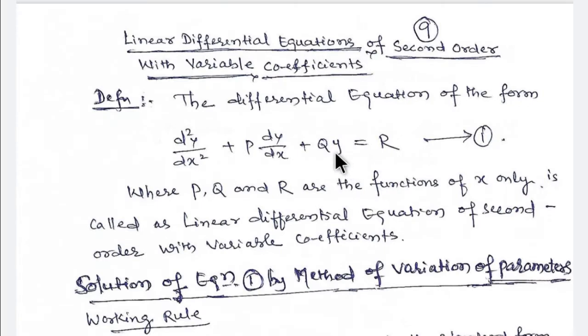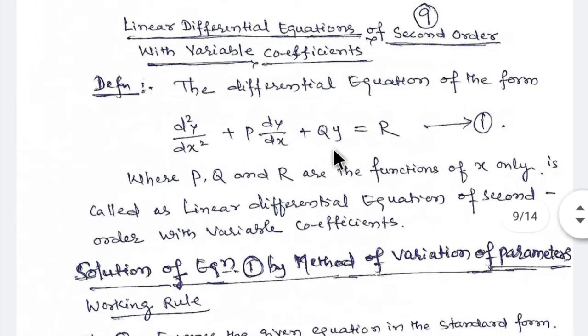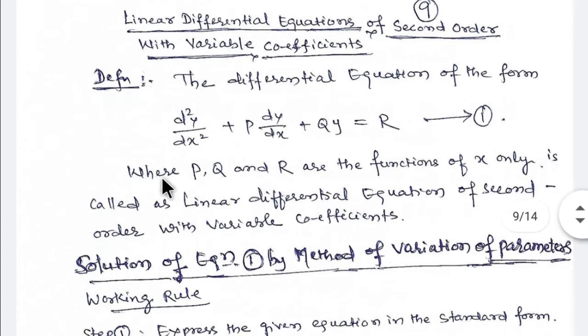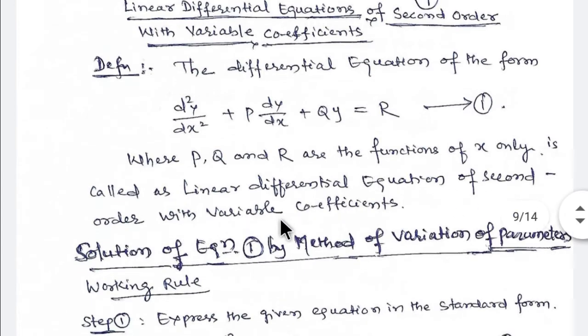Hello everyone. Today I want to explain linear differential equation of second order with variable coefficients. Definition: a differential equation of the form d2y by dx2 plus p into dy by dx plus q into y equal to r. This is called equation 1, where p, q and r are functions of x only, and it is called a linear differential equation of second order with variable coefficients.